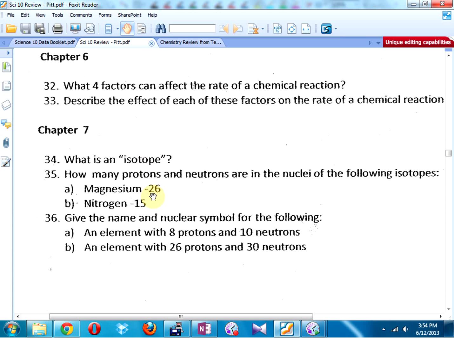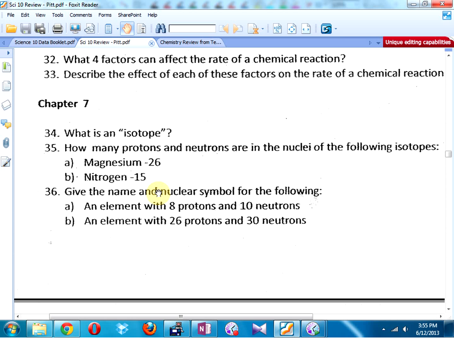How many protons does it have? What's the atomic number of magnesium? 12. So now it's still got 12 protons, but it's got 26, take away 12, 14 neutrons. Okay?